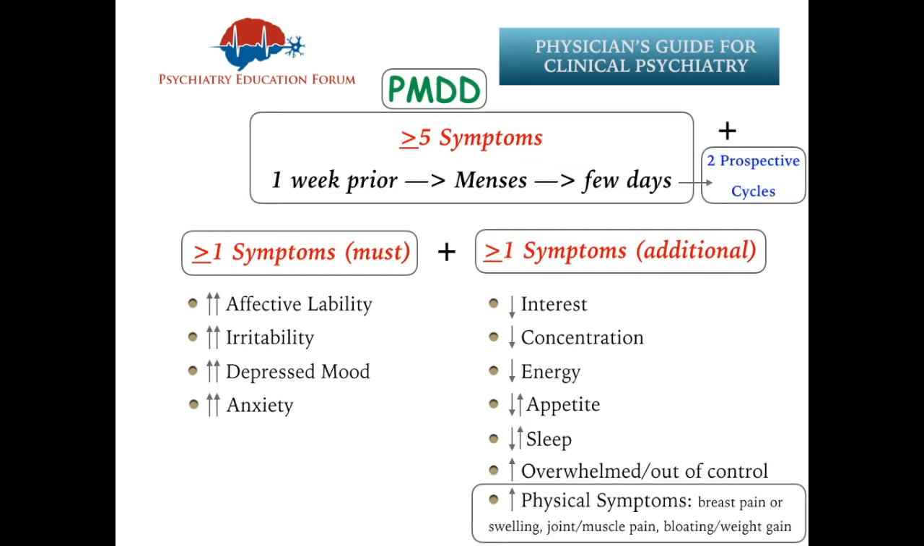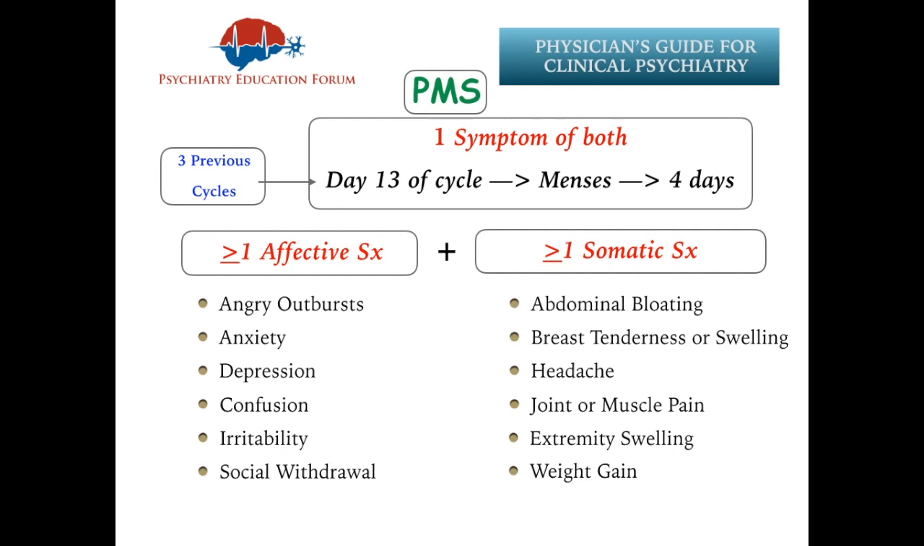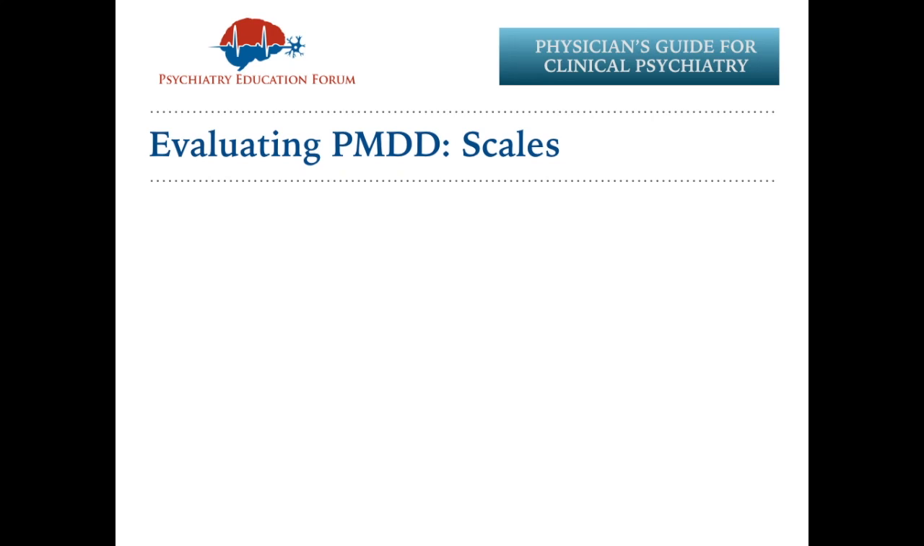Whereas PMDD is more of a prospective diagnosis. Symptom severity is more and the symptom number is more. So PMDD is a more intense diagnosis and more difficult to meet criteria for. Now, this is the main difference between PMDD and PMS. Now, so you have a patient, you diagnose them with PMDD.